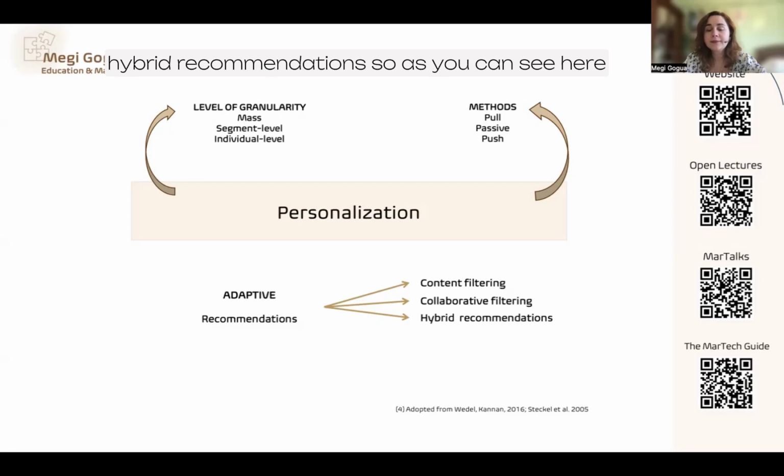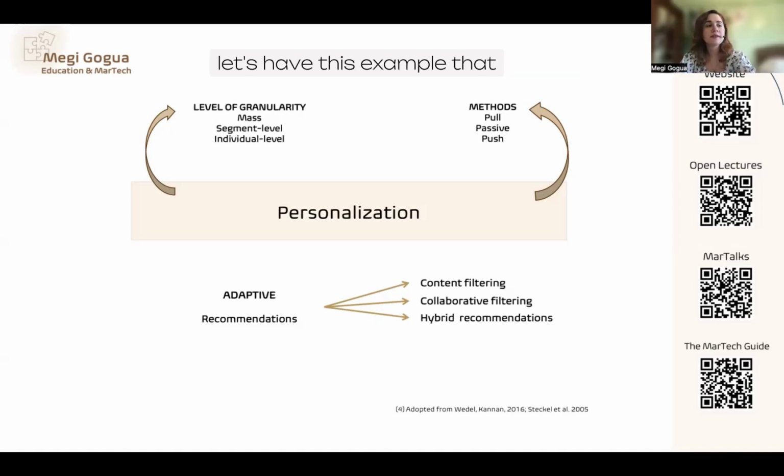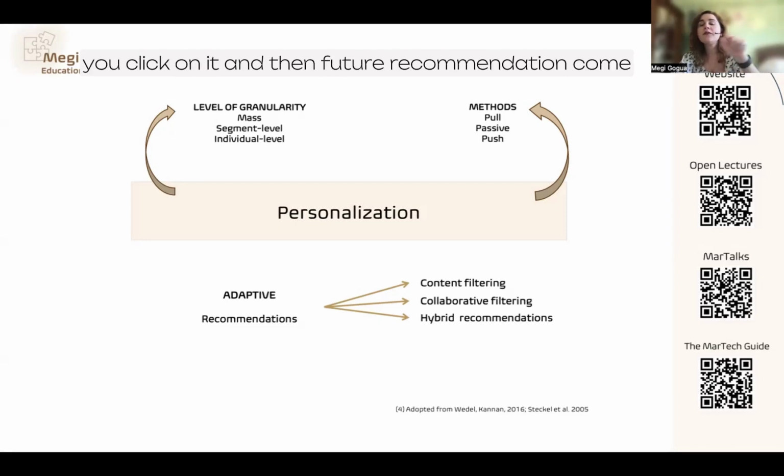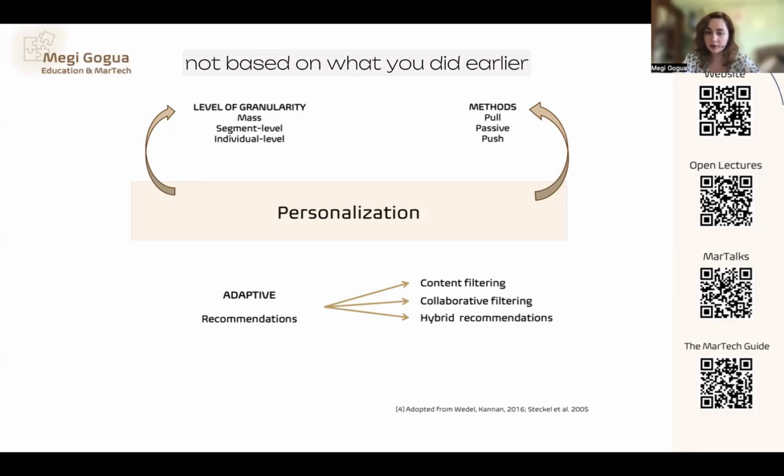So as you can see here, content filtering is based on the product. Let's take an example on an e-commerce platform: you see a product that you like, you click on it, and then future recommendations come not based on what you did earlier, but on the fact that this product has similar features to other products, similar colors, or something like that. This is based on the product.